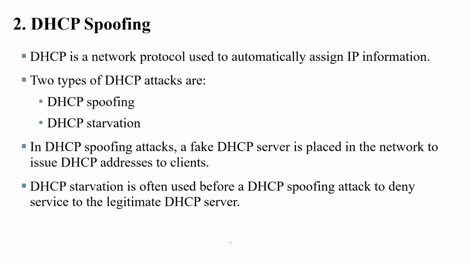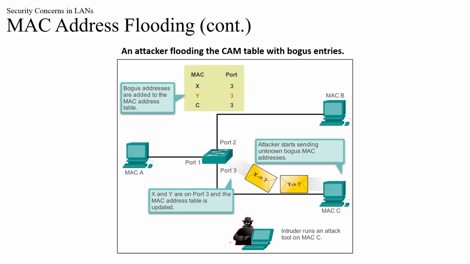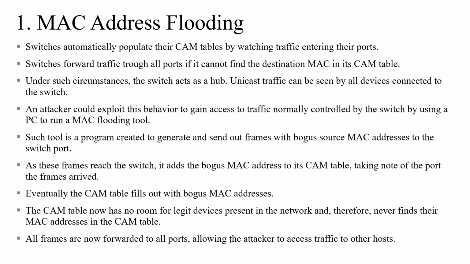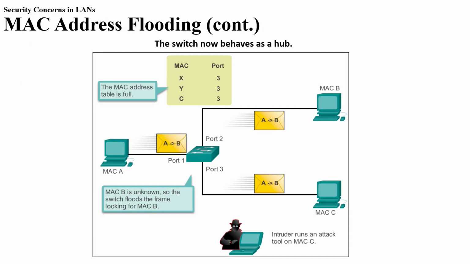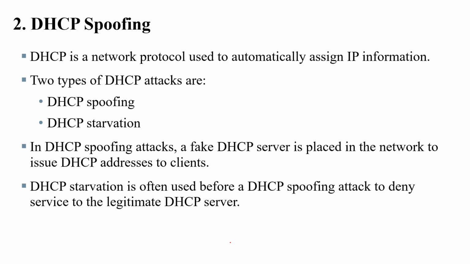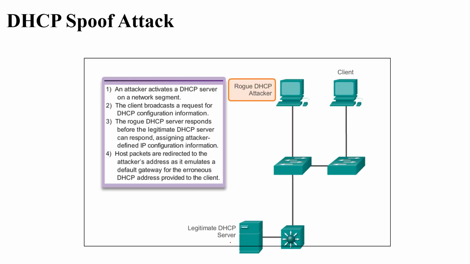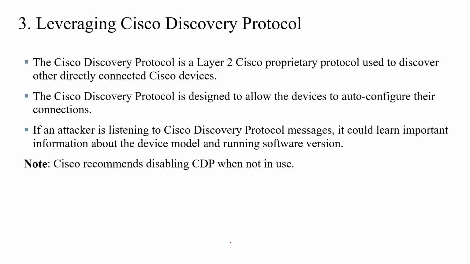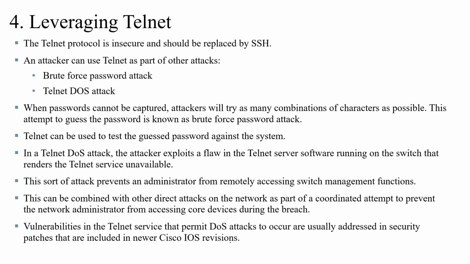The first security issue is MAC address flooding. If you take a switch, MAC address flooding is a very big issue. The second one is DHCP spoofing. The third problem is leveraging the Cisco Discovery Protocol, and the fourth problem is leveraging the Telnet protocol. So now let me go in reverse, because just now we studied about Telnet.